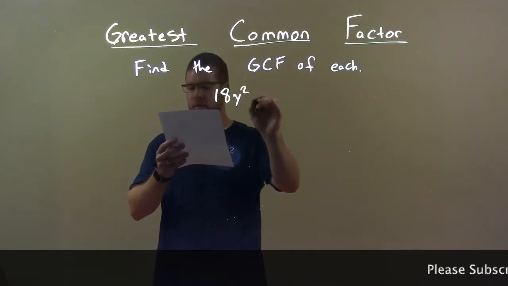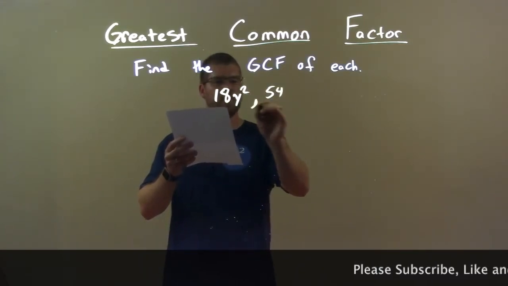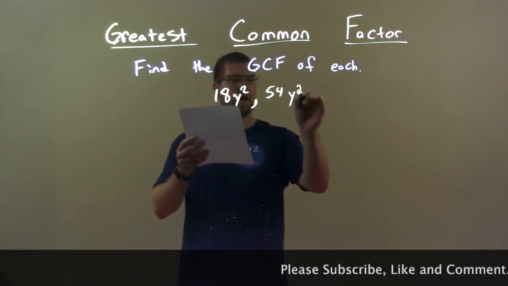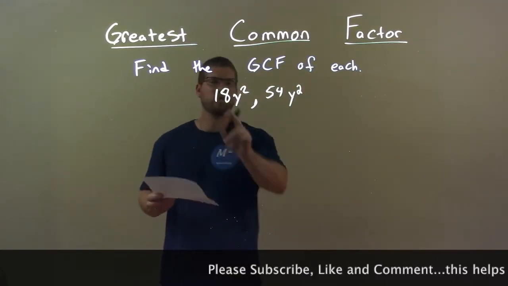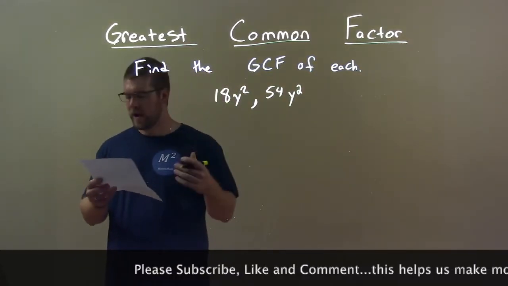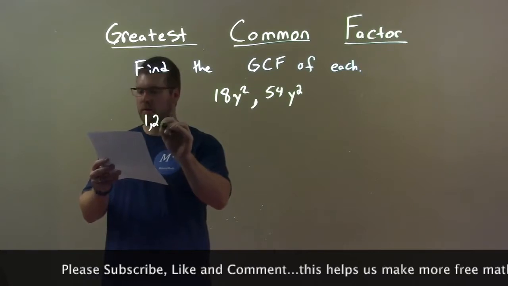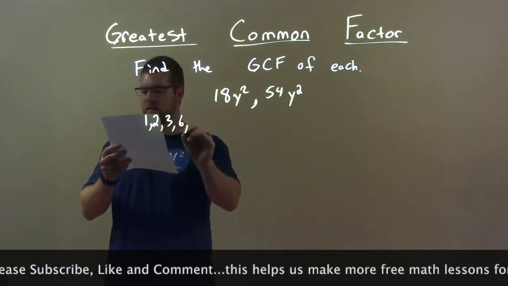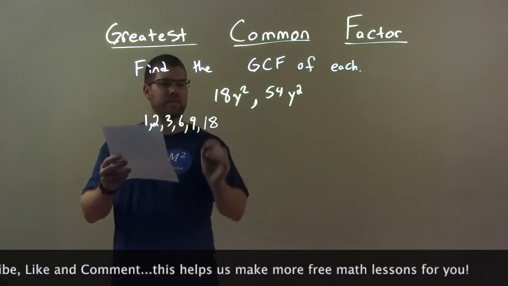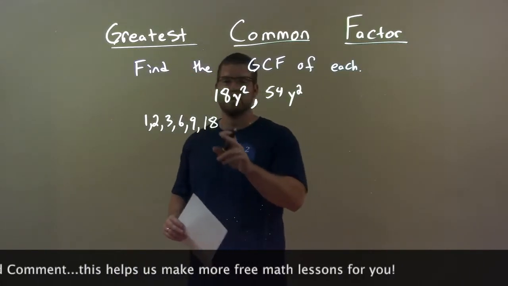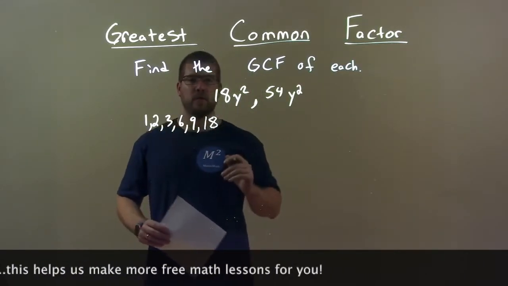18y squared and 54y squared. Okay? Well, first I take the smaller of the two numbers and find all the factors, and those are 1, 2, 3, 6, 9, and 18. Then from that list I take what is the largest one that also goes into 54.